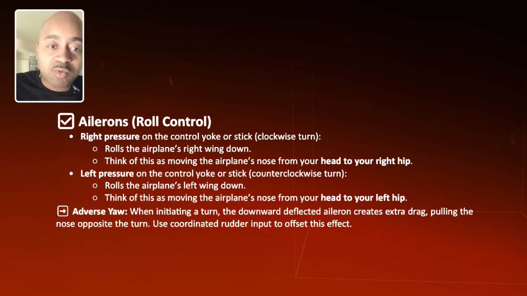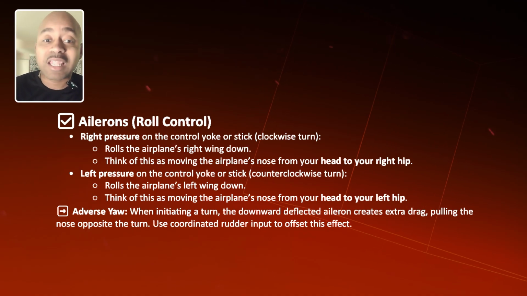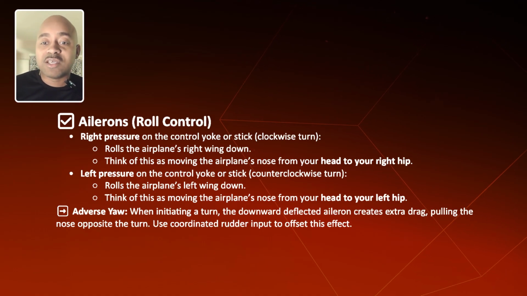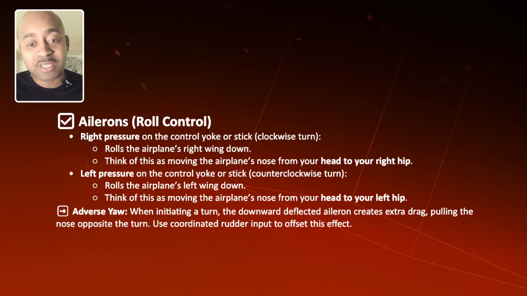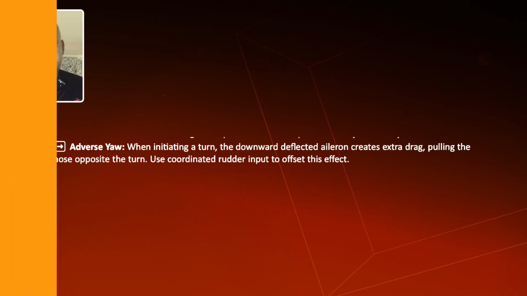So your aileron, your roll control. Right pressure on the control, whether it's the yoke or stick, turning clockwise, rolls the airplane's right wing down, left wing up. Think about tilting your head towards your right hip. Left pressure takes the control counterclockwise and rolls the airplane with the left wing down, right wing up, moving from your head to your left hip.